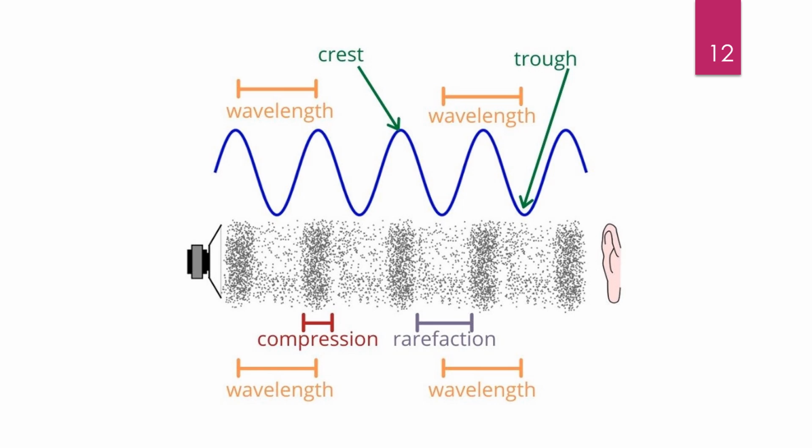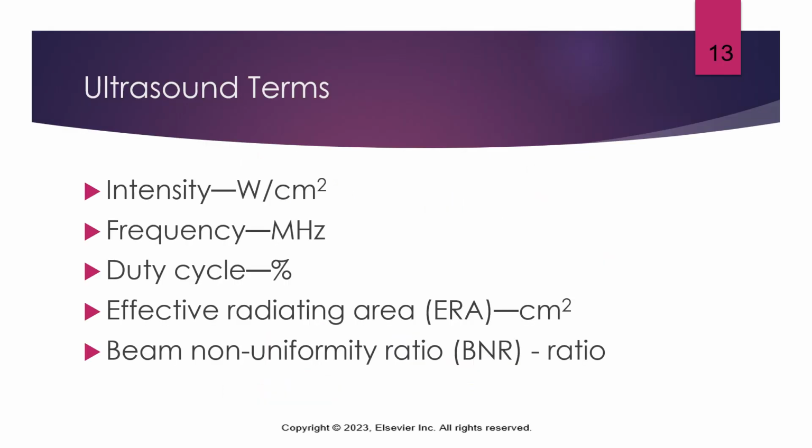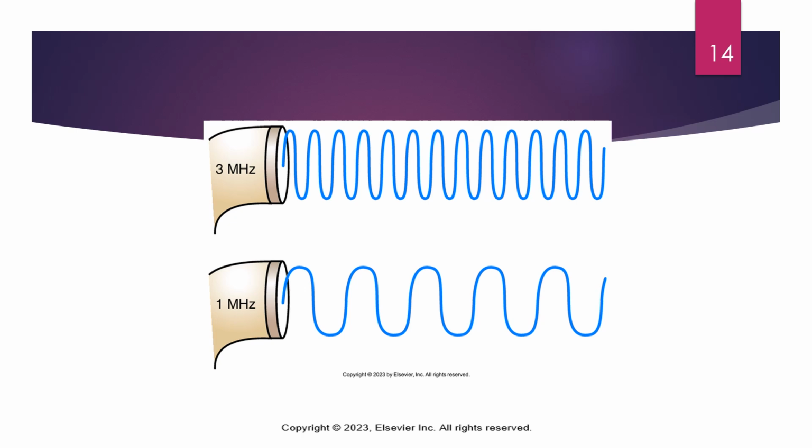So now let's introduce you to the different terms that you're going to be seeing for the parameters that we're going to select for specific interventions and treatments. The terms that you really need to be familiar with are intensity, represented in watts per centimeter squared; frequency, represented in megahertz; duty cycle, represented as a percentage; the effective radiating area, or the ERA; and the beam non-uniformity ratio. So let's take a peek at the first one here.